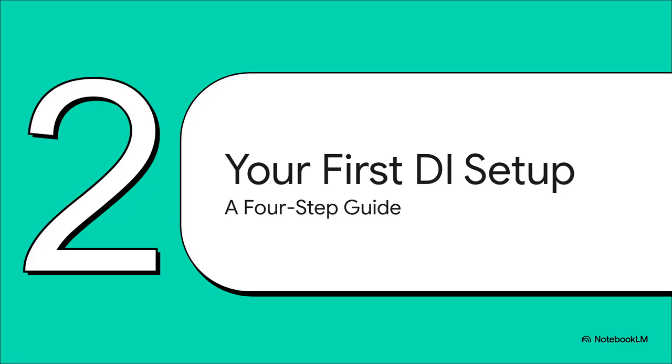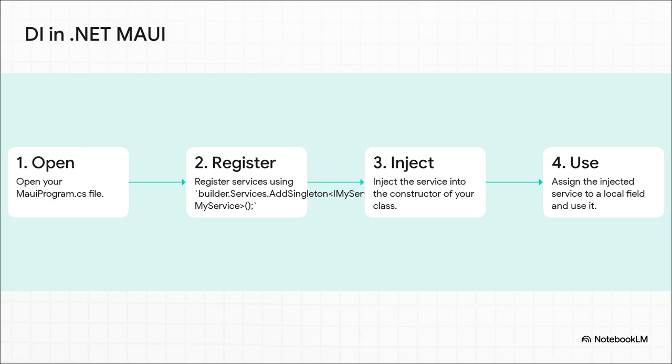So how do we become that meal kit service in our .NET MAUI app? Well, the really good news is the framework has a powerful built-in system for all of this. Let's walk through the four exact steps you need to take to get your very first dependency injection setup running. First things first, you're going to open your MauiProgram.cs file. This is command central for your app's configuration.